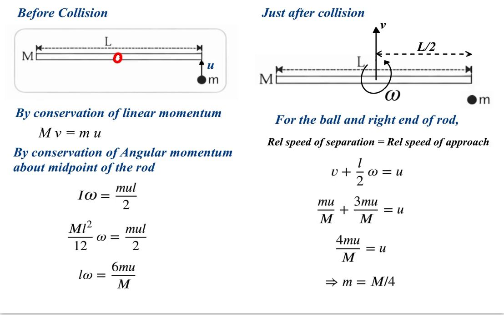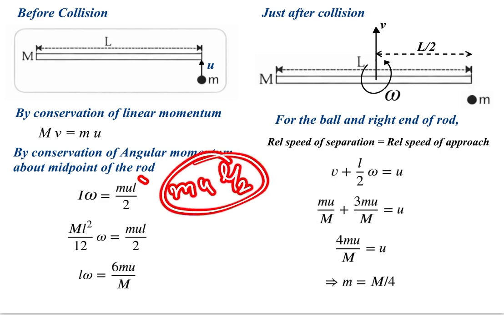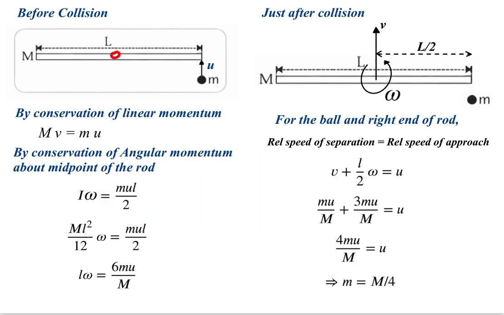So the angular momentum about the midpoint of the rod initially will be mu L by 2. After the collision, this mass stops and this rod rotates with omega. So the final angular momentum will be I into omega. Now this I, the moment of inertia about this midpoint, will be M L square by 12, and one L will cancel out. So from here, we will get L omega equal to 6 mu by M.